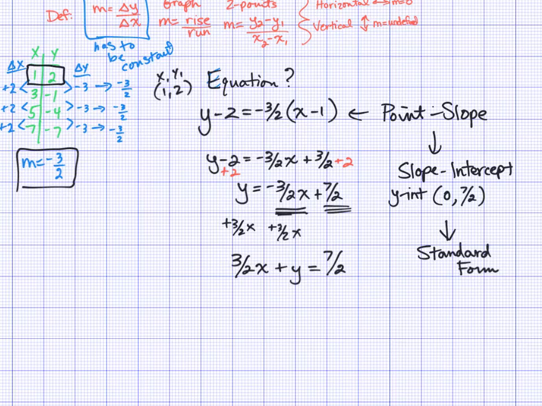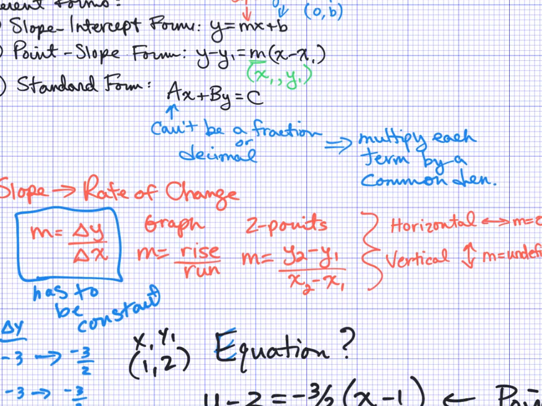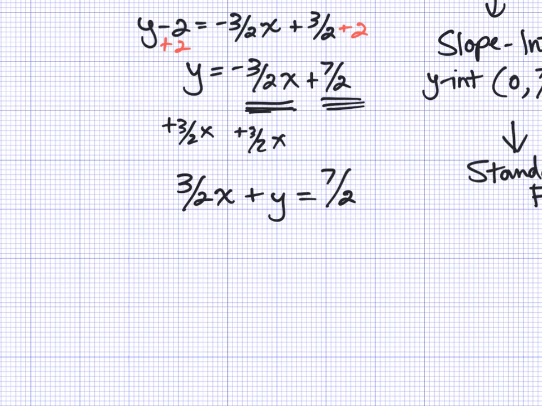Remember before, you can see it, I kind of have it in blue up here. Remember before I said that the coefficient of the x term can't be a fraction or a decimal. So if it is, we need to multiply each term by a common denominator. Well, in this case, the coefficient of the x term is a fraction, and I need to clear that. So I'm going to multiply every term in the equation by a common denominator. Both fractions in this case have a denominator of 2. So the common denominator is going to be 2.